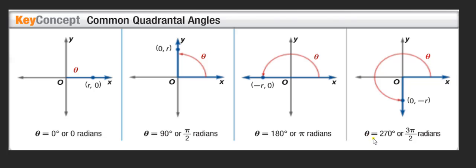And when theta is 270 degrees or 3 pi over 2 radians, the terminal side lies on the negative y-axis. So these are examples of common quadrantal angles. And as you can see, you can keep going by adding 90 degrees or pi over 2 to get other quadrantal angles. So there are an infinite number of quadrantal angles.